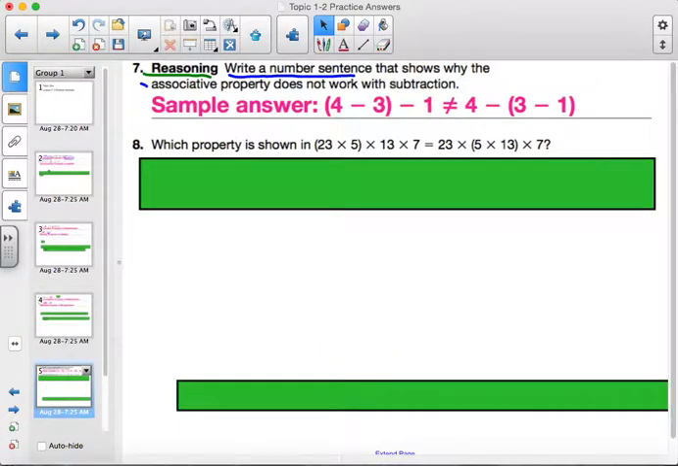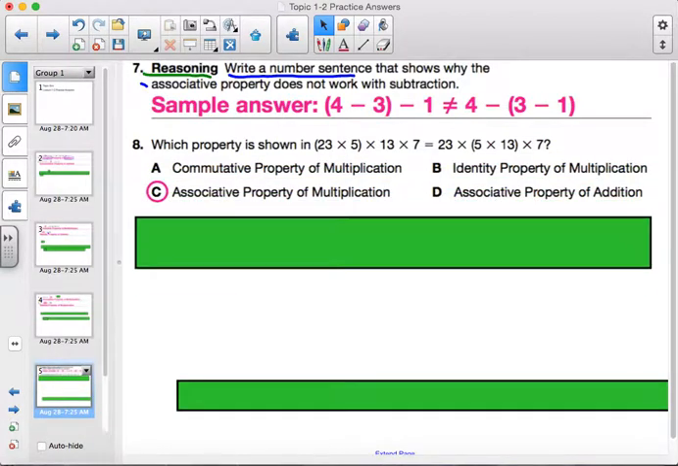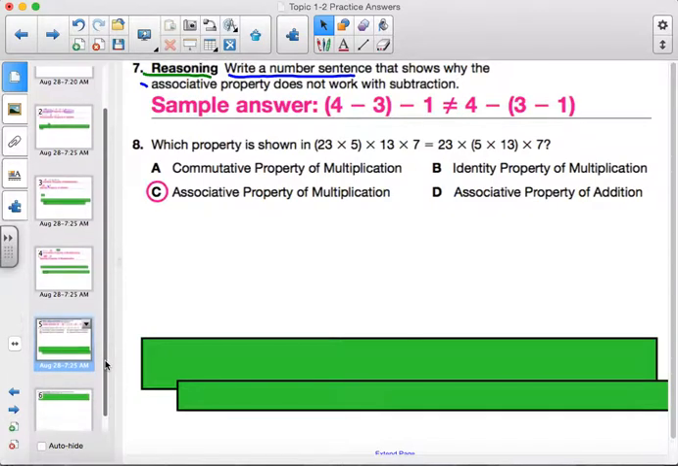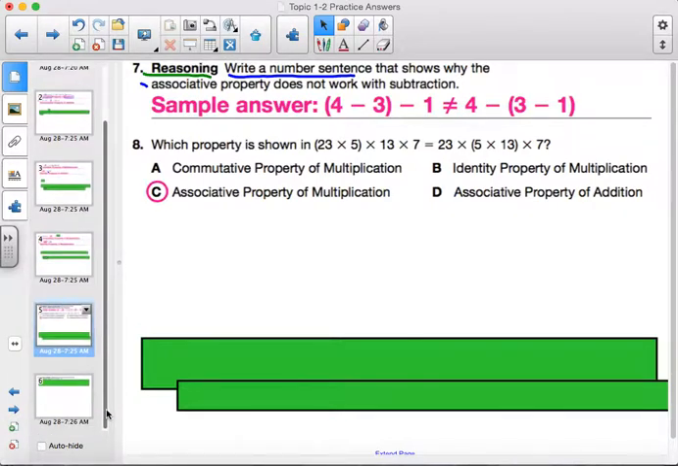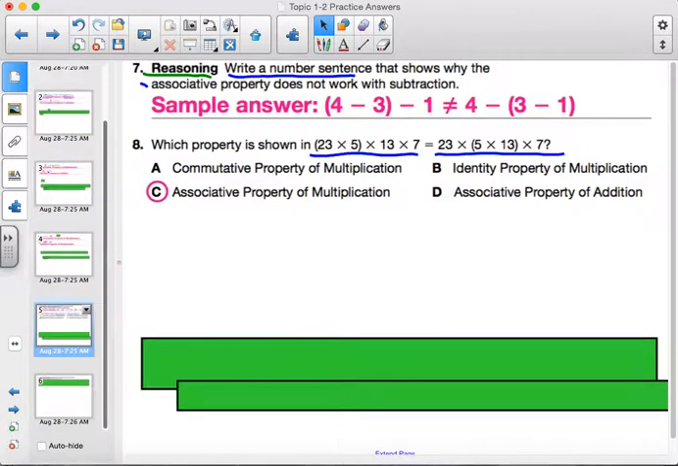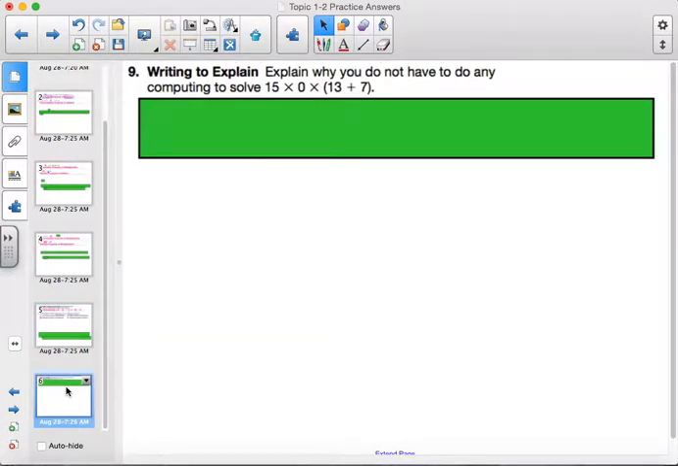Okay, number 8. Which property is shown in this example? Well, we see we have parentheses. The parentheses have been moved. The order of the factors appears to be the same. So the answer is C, the associative property. Okay. Now notice what they did here. They simply gave you more factors to look at. They didn't really change anything. It's kind of like the ones up above. They just gave you more of it. That's how they kind of get you.